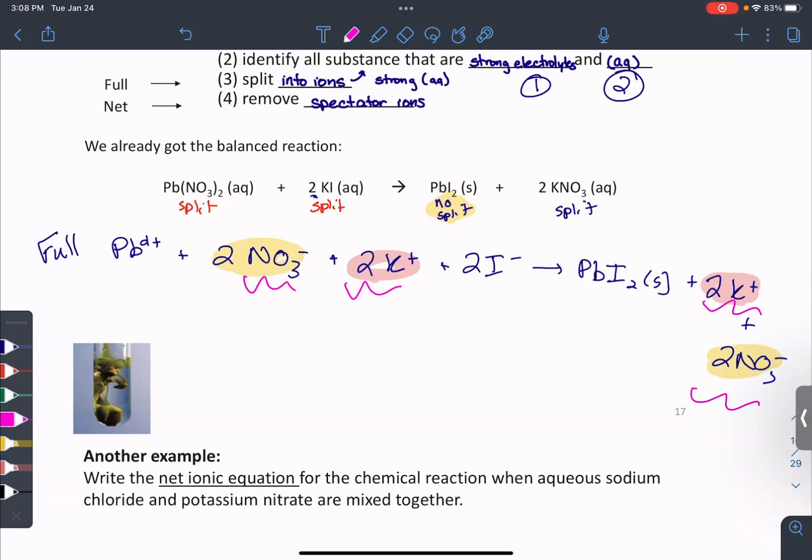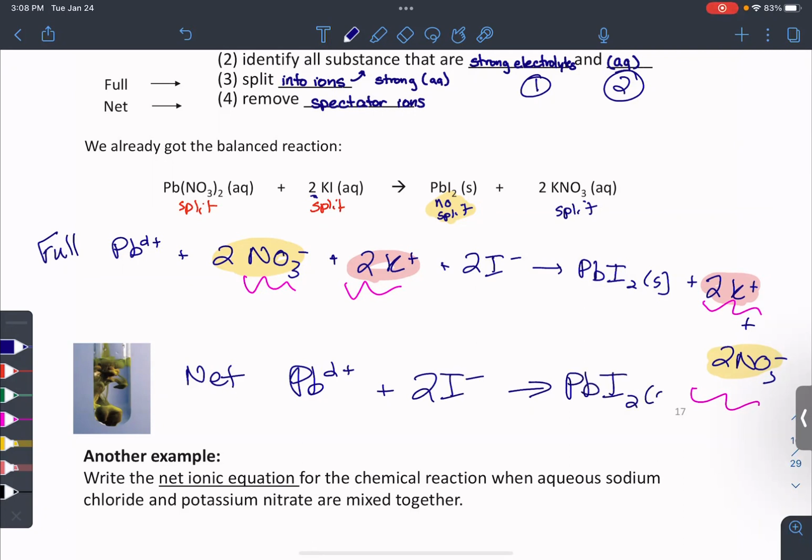So they're not really involved. So I'll remove those spectator ions to get my net ionic equation, which is Pb2+ plus 2 I- gives us PbI2 solid. So that's my net ionic equation.